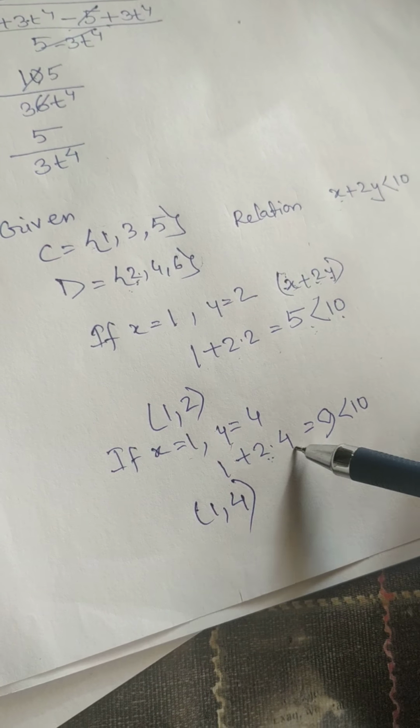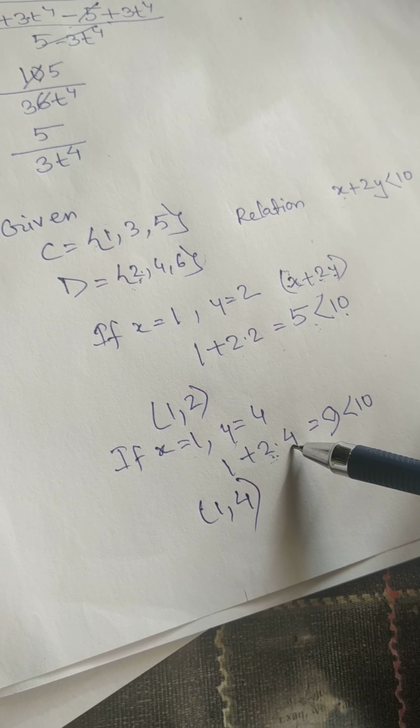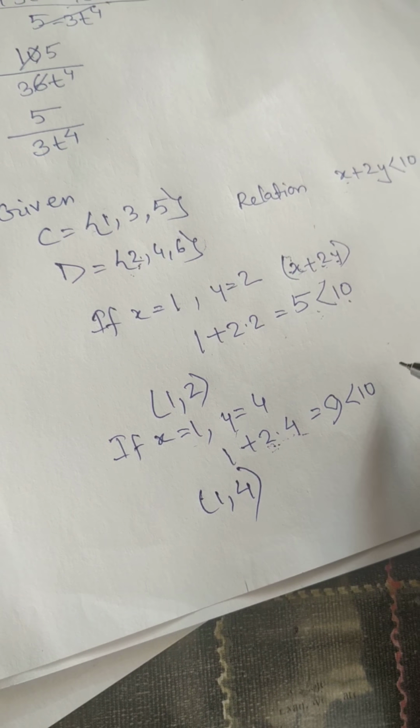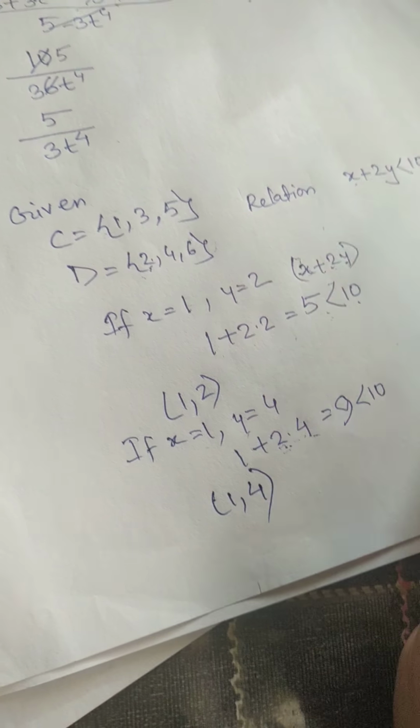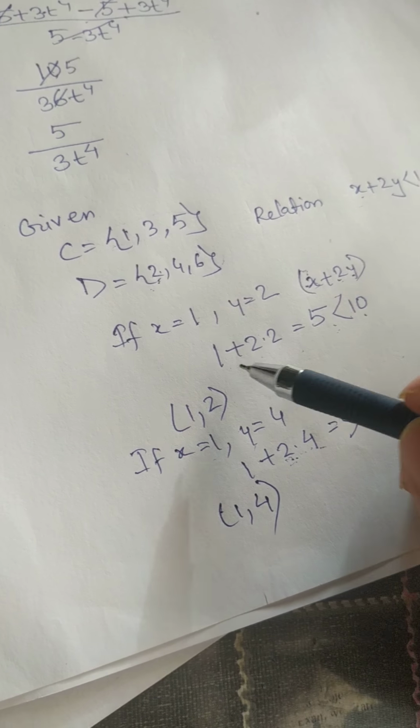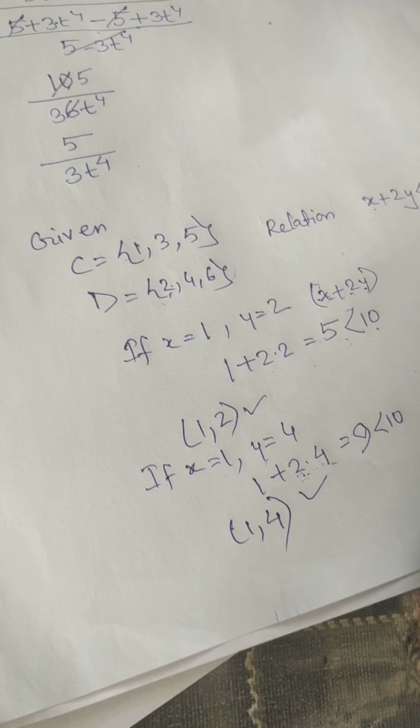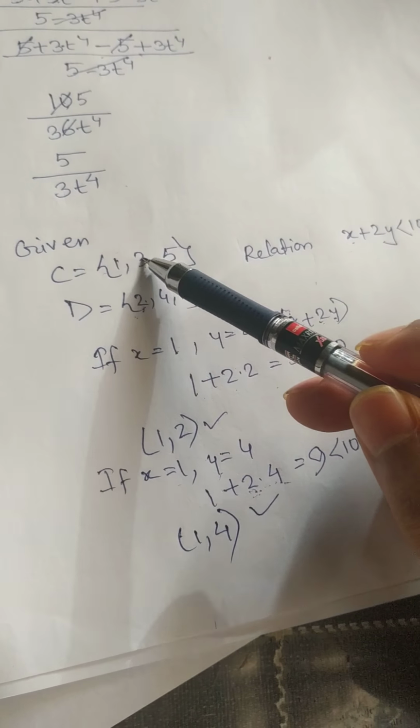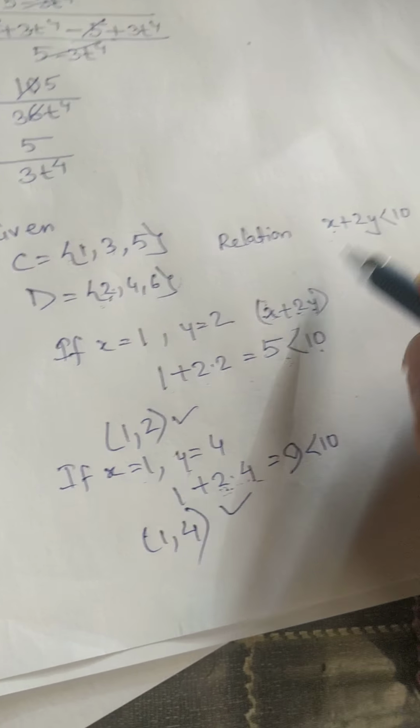Now let's say 1 and 6. If we put 6 over here, 2 into 6 is 12, so it will be definitely greater than 10, so we skip that part. So 1 and 2, 1 and 4 we got. Now let's move on to 3 and 2 and so on.